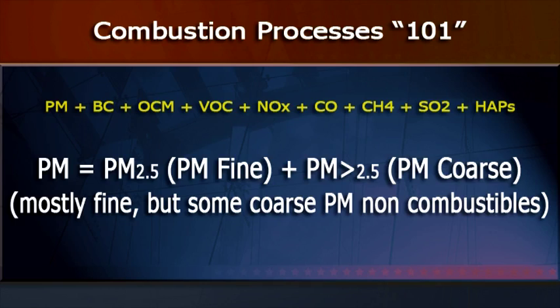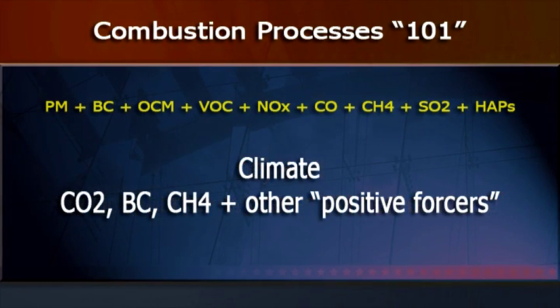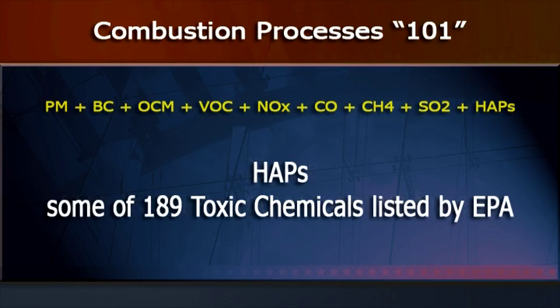First, PM is emitted from combustion processes almost always as PM 2.5, but some larger particles do get emitted. These consist mainly of fly ash. Several pollutants are important climate forcers, including CO2, black carbon, and methane. HAPs are also climate forcers and include some of the 189 toxic chemicals listed by EPA.